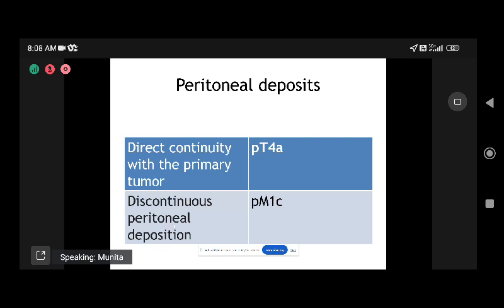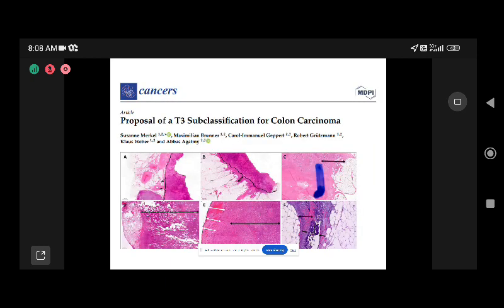Again, for peritoneal deposits, there is a distinction that we need to make. If the serosa or the peritoneum is directly involved by the tumor, that is labeled as pT4a, whereas if there is a discontinuous peritoneal deposit, a serosal deposit away from the primary tumor, that is regarded as N1C, and that becomes peritoneal disease. So that categorization is also important.